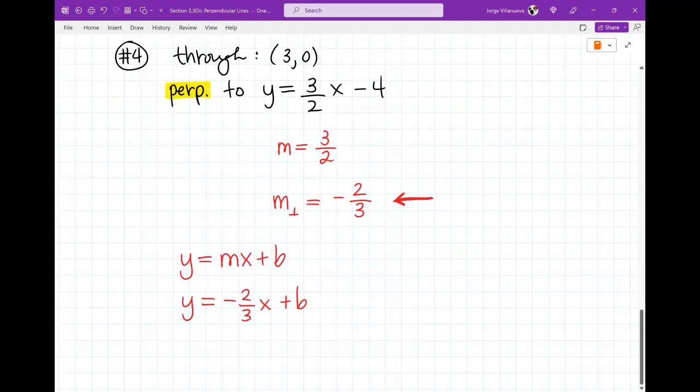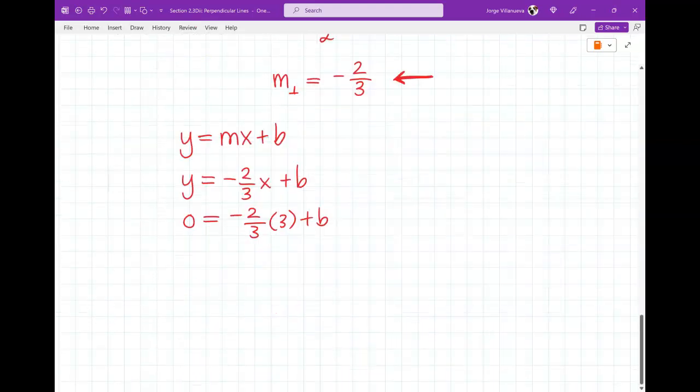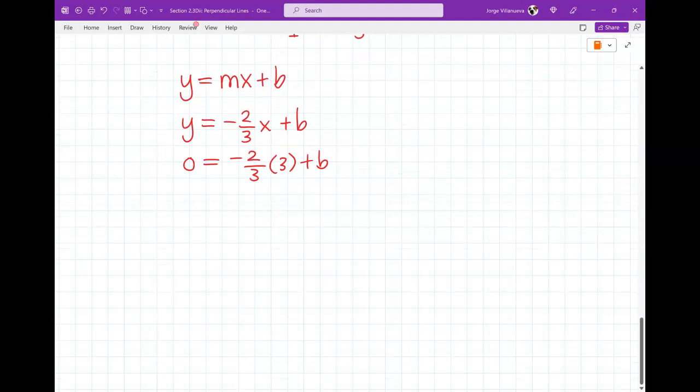And then I'm going to plug in my x and y values from up top, the 3, 0, right? This is my x, my y, so 0 equals negative 2/3 times 3 plus b. 0 is equal to, well, negative 2/3 times 3 is just negative 2. And then I'll add 2 to both sides. So that gives me b. b is equal to 2.